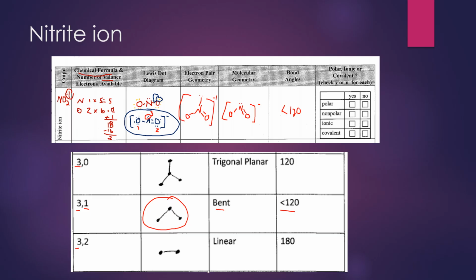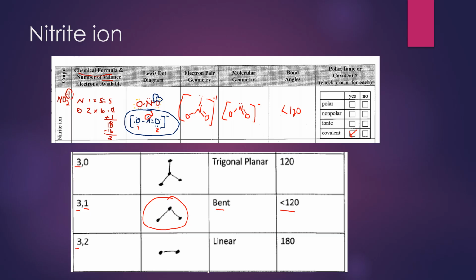So let's go to the last piece. Polar, ionic or covalent, excuse me. So you want to look at the molecule and answer all of these questions. So first off, I'm going to start at the bottom and work my way up because the covalent and ionic ones are the easier ones to figure out. I'm going to check yes for covalent because there are covalent bonds present. The bond between nitrogen and oxygen is a covalent bond.